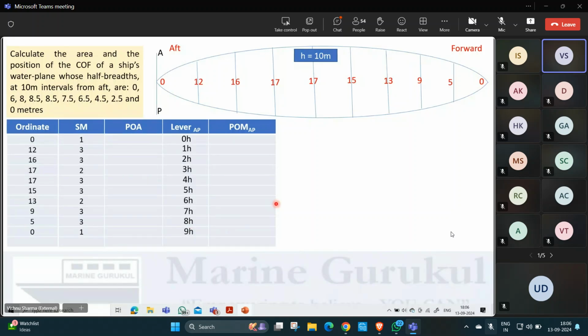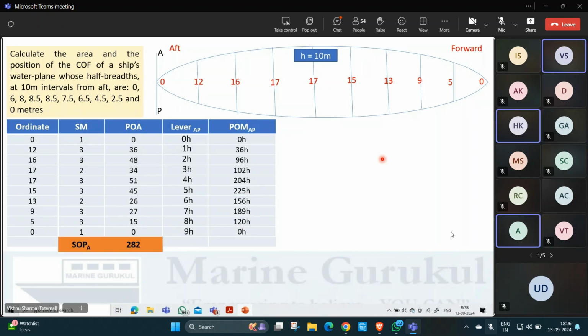Now please complete the product of areas and product of moments about the after perpendicular. See how the axis has been reflected here and find the SOPs. Please complete the table and give me the SOPs. Sir, the SOP of product of areas is 282, and the product of moments is 1128h. Don't miss out the h. If you miss out, there will be trouble. Please be careful.